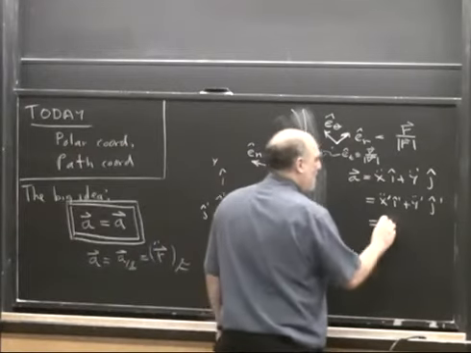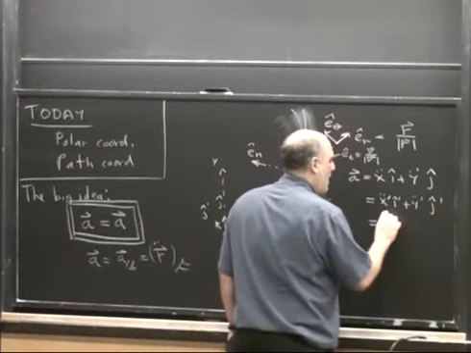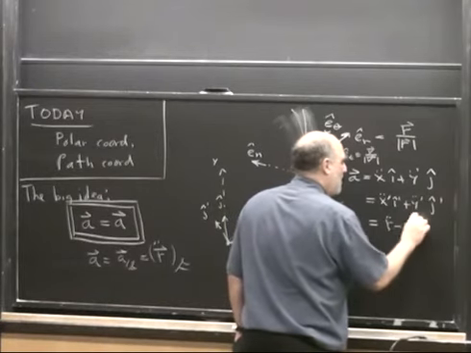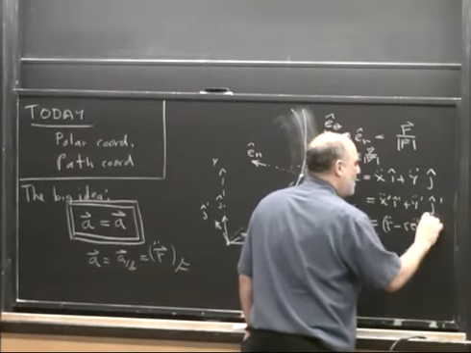So in polar coordinates, and I'm going to derive this for you, and I think I derived it for you before, but I'll do it again. In polar coordinates, the formula for acceleration looks like this.